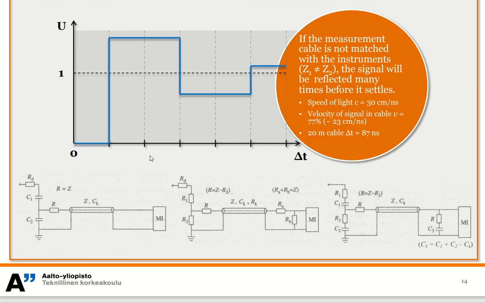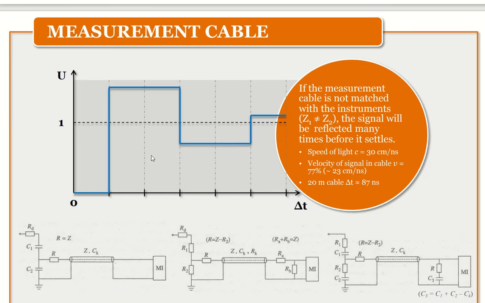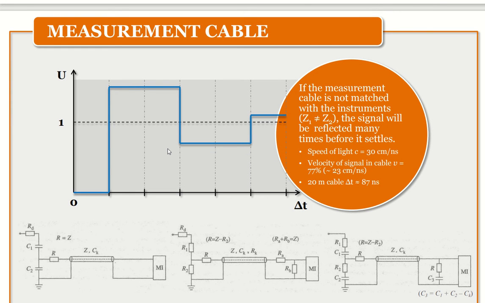Okay, and this one is for the measurement cable. So this one is the cable connection, and this is the measuring instrument, the MI. Okay, so if the measurement cable cannot be matched with the instrument, Z1 and Z2, so that's why, I think before this we have about the signal reflection. Sorry, this is for the next topic, the signal reflection.